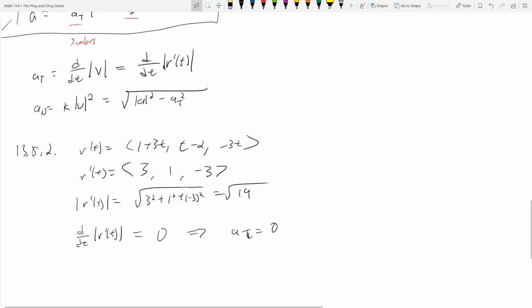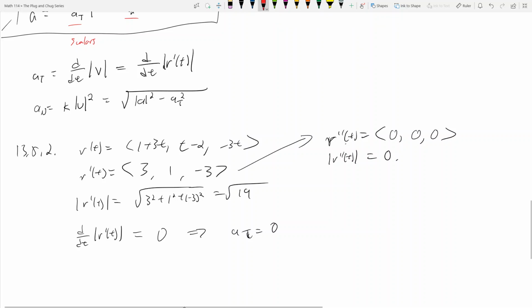And then the next part, what we want to do is find AN. Since we have r prime of t, we see that r double prime of t, which is the acceleration, is the derivative of each one of these: the derivative of 3 is 0, the derivative of 1 is 0, and the derivative of negative 3 is also 0. They're all constants, which means the magnitude of r double prime of t is going to be 0.